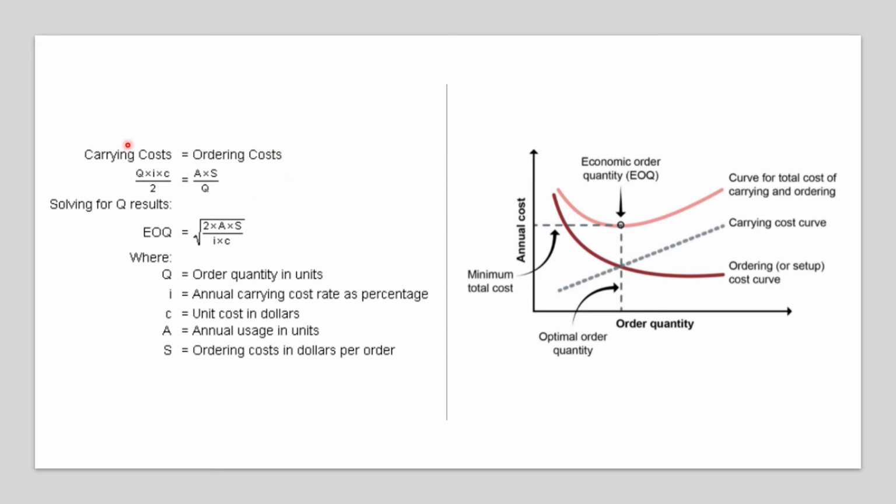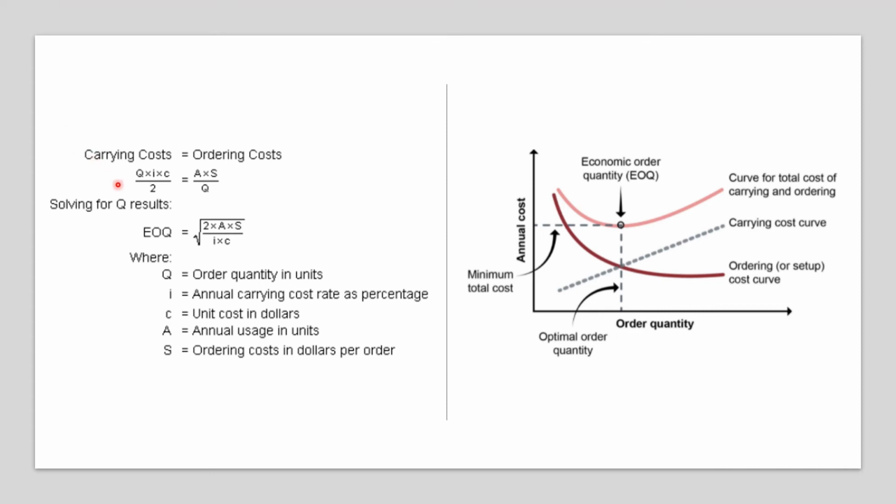The average inventory in my warehouse is nothing but Q by 2. That is the quantity I order divided by 2. So if I decide to order 1,000 units, I would have 500 as the average inventory. If I decide to order 100 units, I would have 50 as my average inventory. So Q by 2 gives you the average inventory in the warehouse.